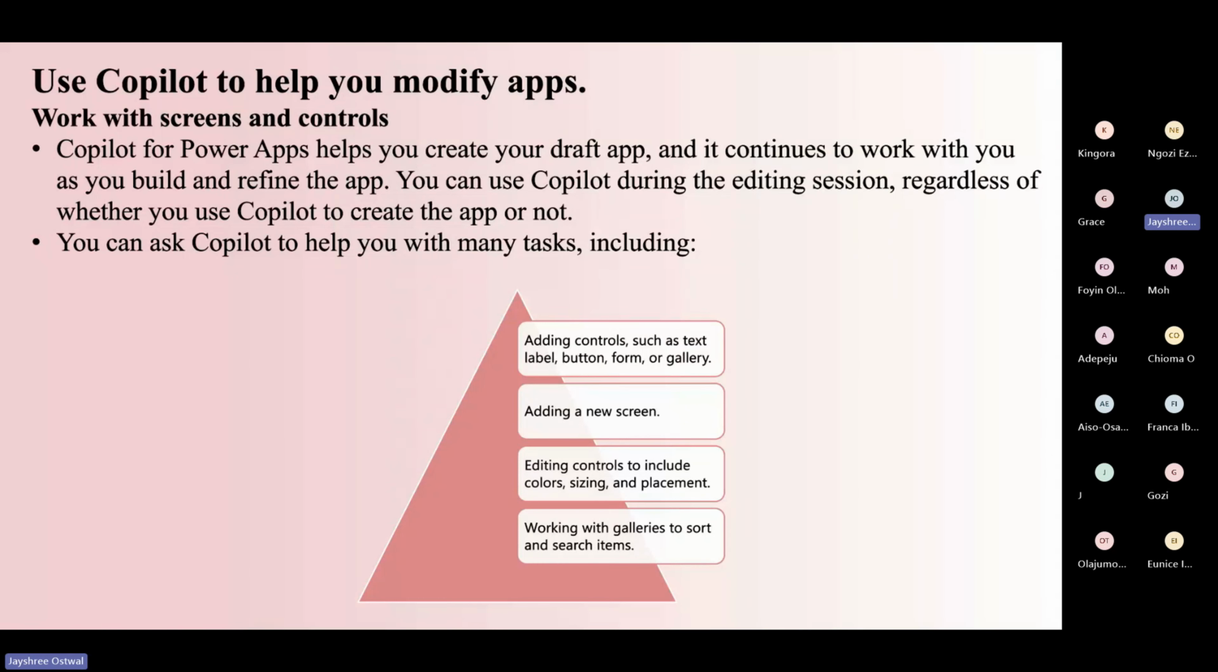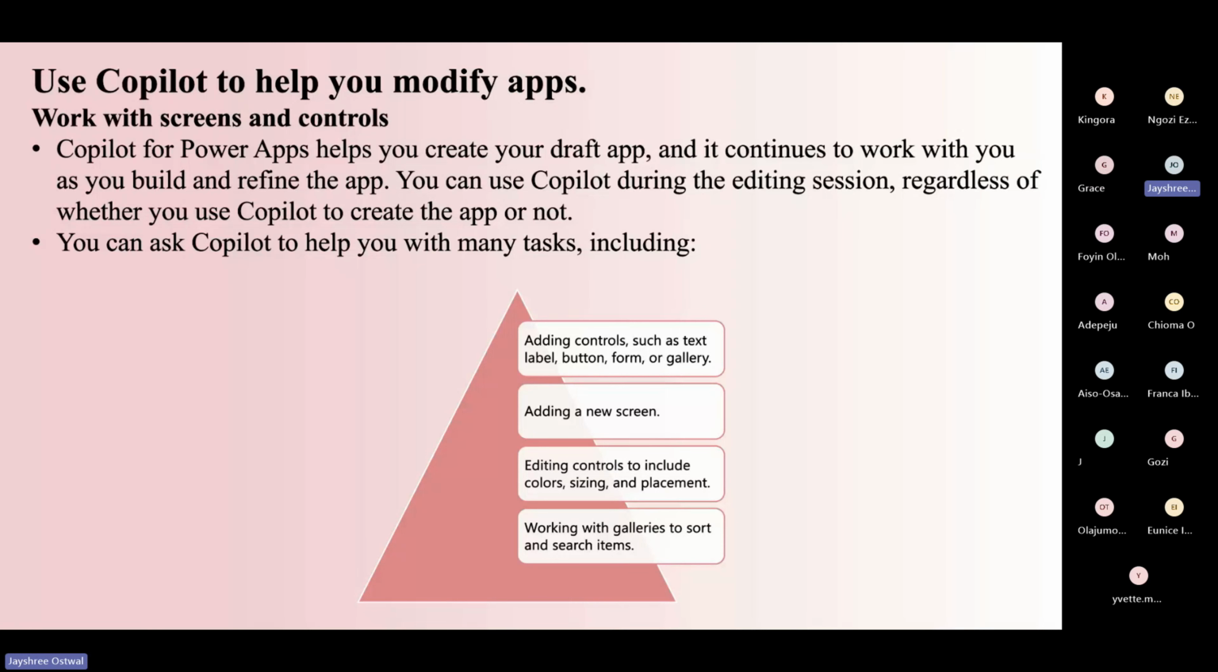We can ask Copilot to help in many tasks. So for example, we can add a control, we can add a text label, button, form, library. Then we can add new screens. We can edit controls to include colors, sizing, and placement. We can work with galleries to search and sort items. So it's very easy with Copilot. Let's see how practically it is happening.